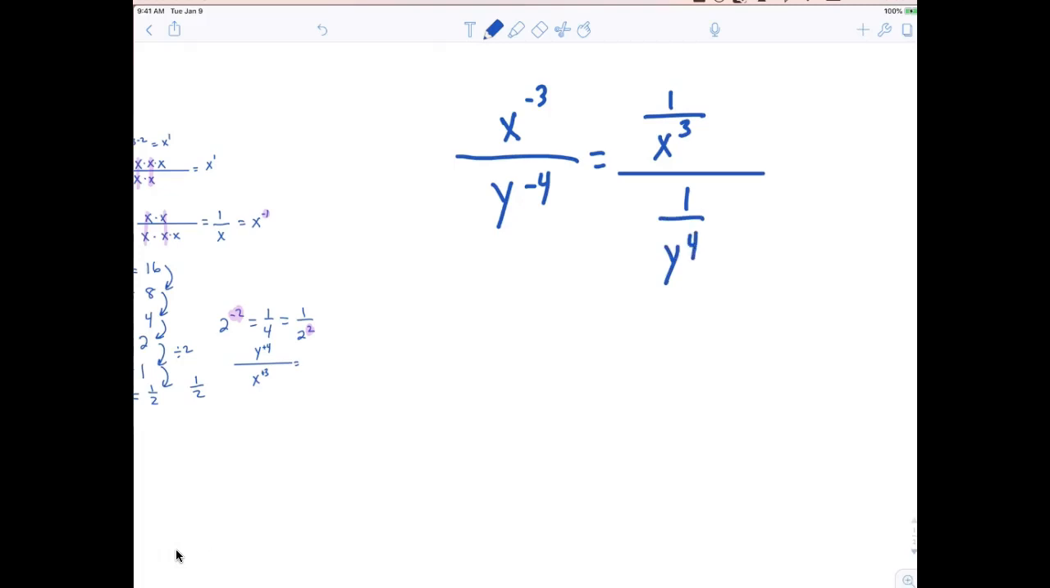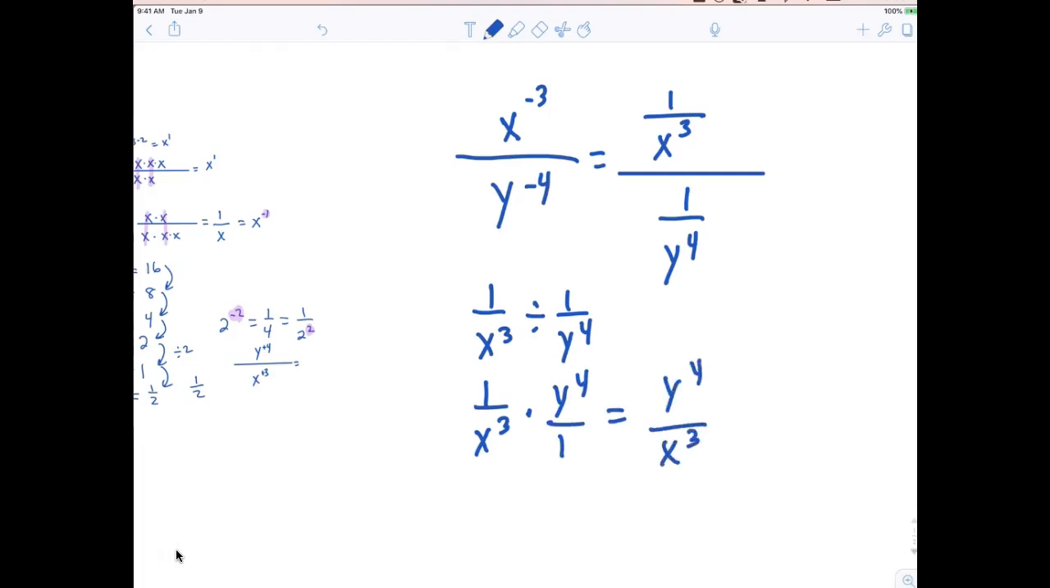Now, does everybody agree this is just dividing fractions? So you would say 1 over x cubed divided by 1 over y to the 4th. When you divide fractions, we say you multiply by the reciprocal, which is y to the 4th over x cubed. Everybody see that now? So you can do that, or you can just say if there's a negative exponent, we just change it. Does everybody see that? So of course, that is the math.